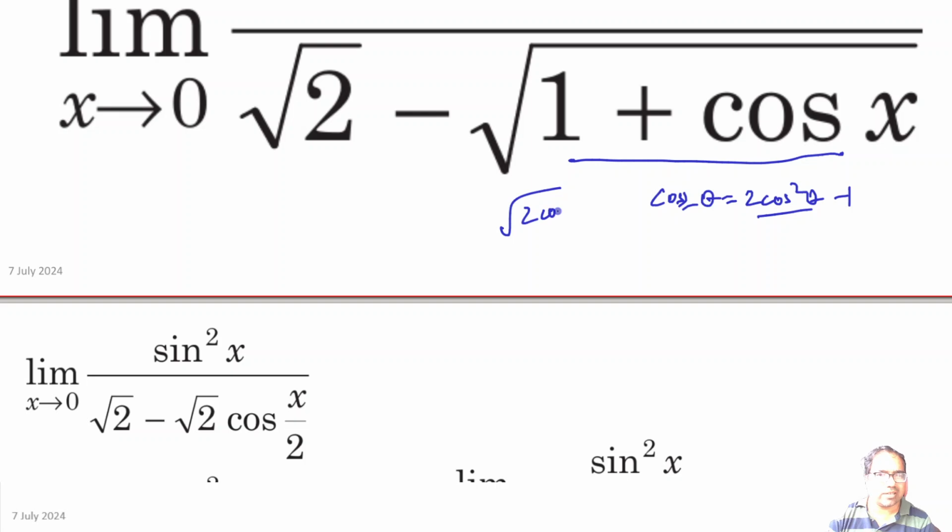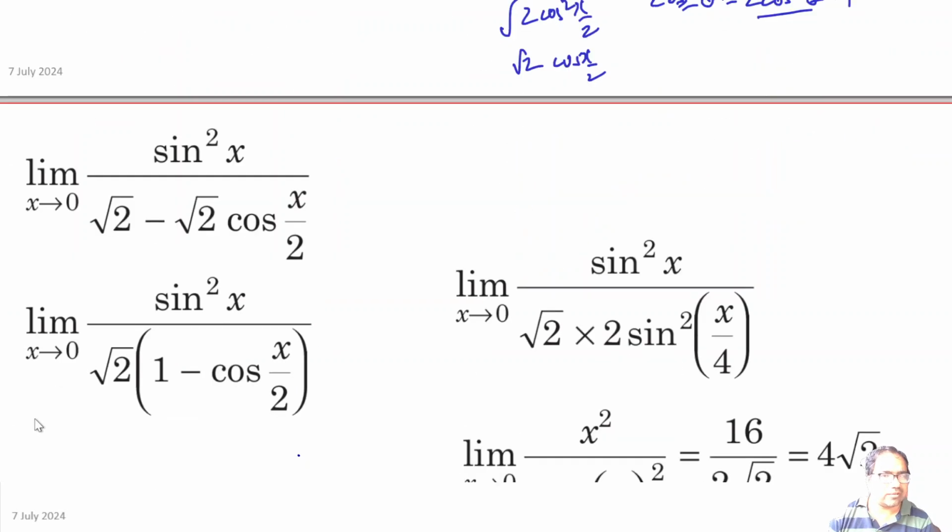Under root 2 cos square x by 2, we can write this, which is nothing but under root 2 cos x by 2. So we have under root 2 minus under root 2 cos x by 2. We can take this under root 2 common. Then we'll write it as under root 2 into 1 minus cos x by 2.